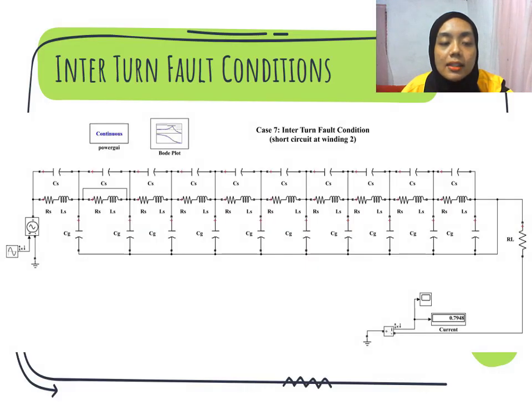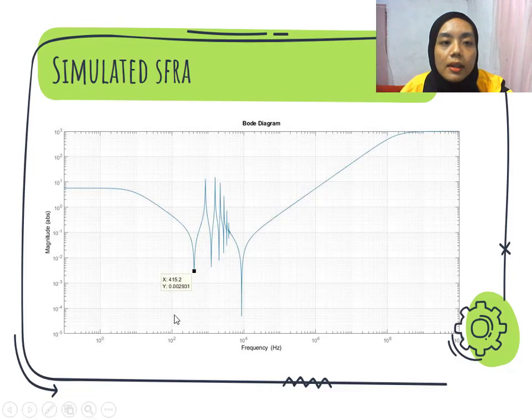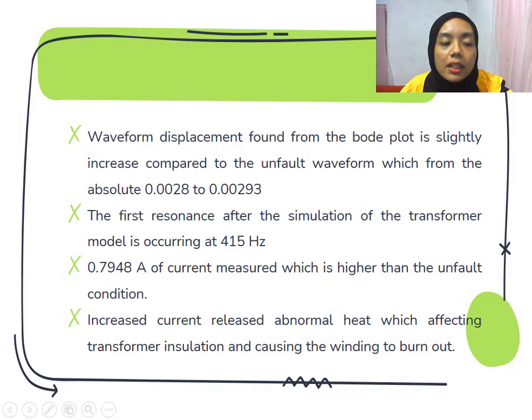Next, these are the intermittent fault conditions. The short circuit occurs at winding 2 here. And this is the Bode diagram for the simulated SFRA. The waveform displacement from the Bode plot is slightly increased compared to the unfault condition, from absolute 0.0028 to 0.00293. The first resonance after the simulation of the transformer model occurs at 450 Hz.